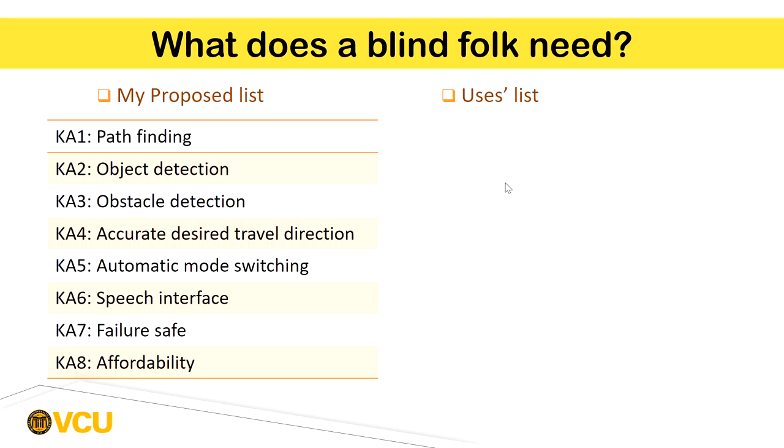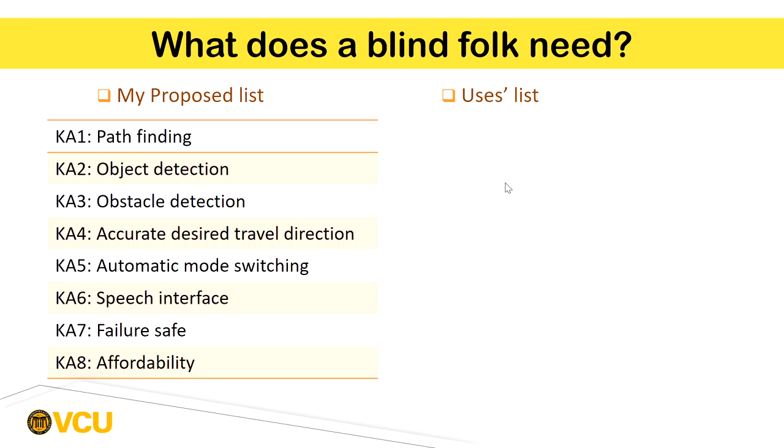The next question is, what does a blind person need? I got the opportunity to do some interviews with blind people from a factory and also from a training center. Before I went, I told them that I am working on designing some prototypes, some devices, and I listed the key attributes of these devices. According to my proposed list, the first one is the most significant, down to the least significant. And this is my perspective.